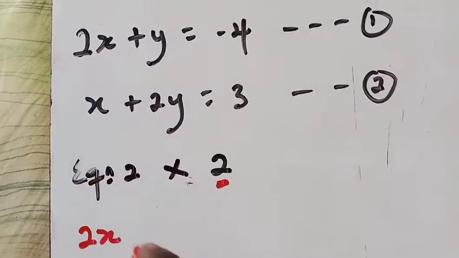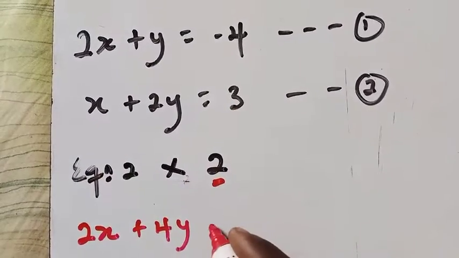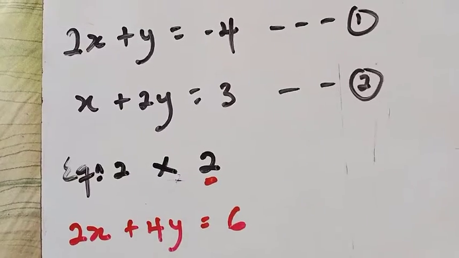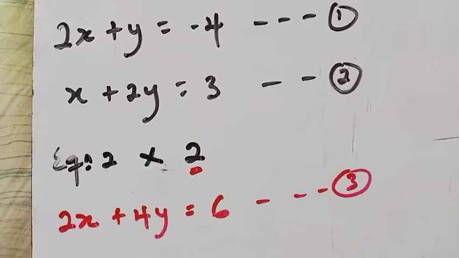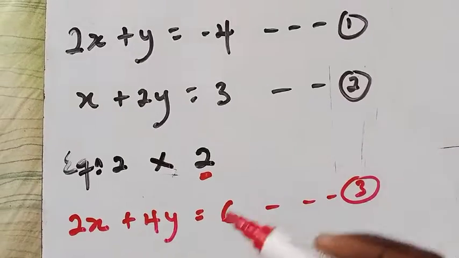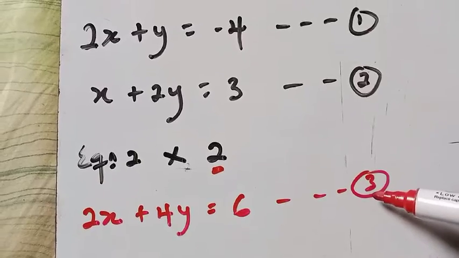2 multiplied by this one will be a positive 4y, and then 2 multiplied by this one will give us 6, right? So maybe to differentiate it, you can decide to name this one equation 3, just for differentiation. Now you can subtract equation 1 and then equation 2.